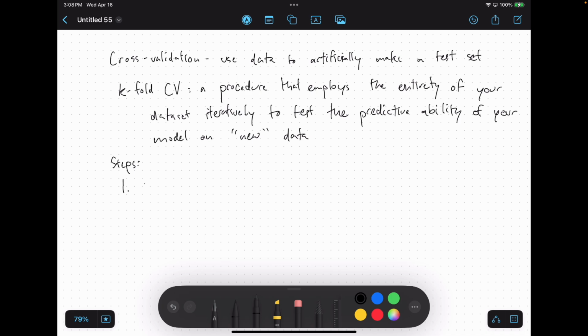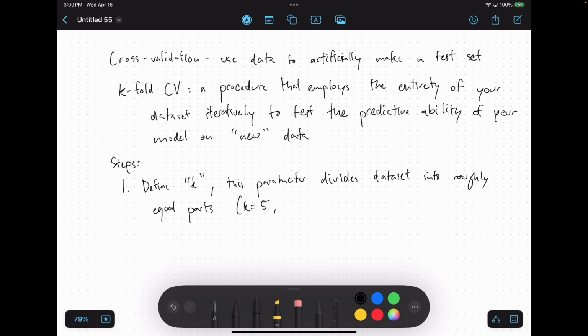Okay, so steps. 1, we define our k, and so this is known as the number of folds. So this parameter divides your data set into roughly equal parts. So a common k might be equal to 5 or maybe 10.